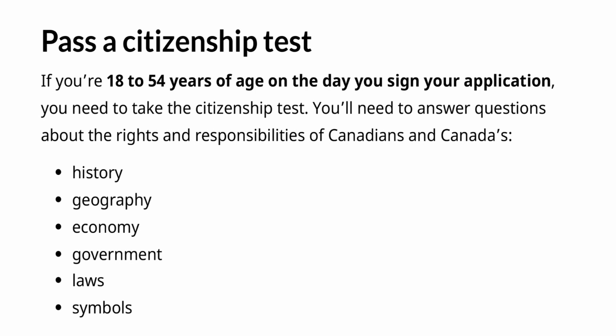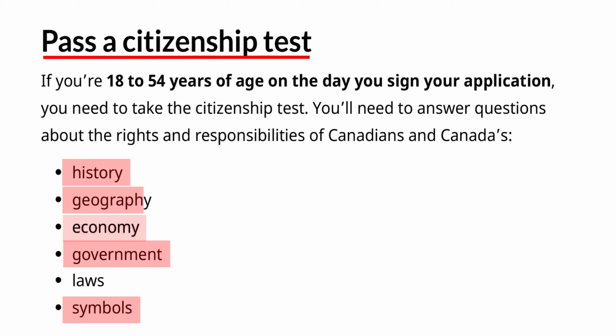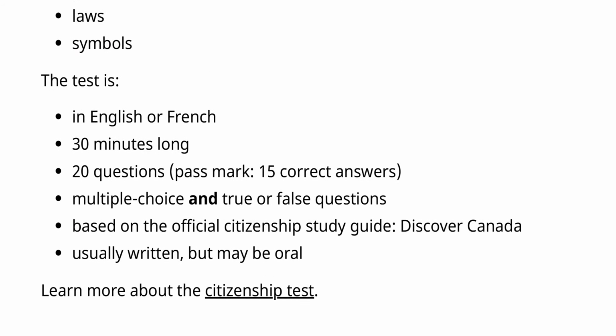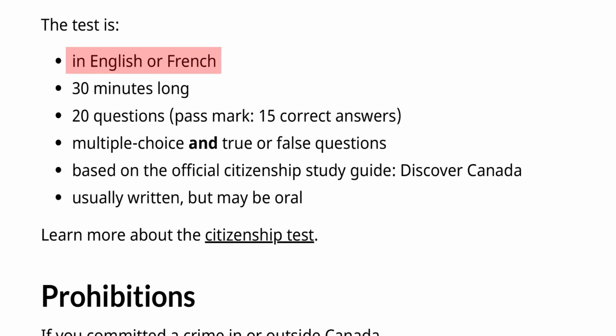To become a Canadian citizen, you will need to take a test of the knowledge requirement. You will need to answer questions about Canada's symbols, history, values, institutions, and the responsibilities, rights, and privileges of citizenship. The test is in English or French and is 30 minutes long. It consists of 20 multiple-choice questions. 15 are passing marks.